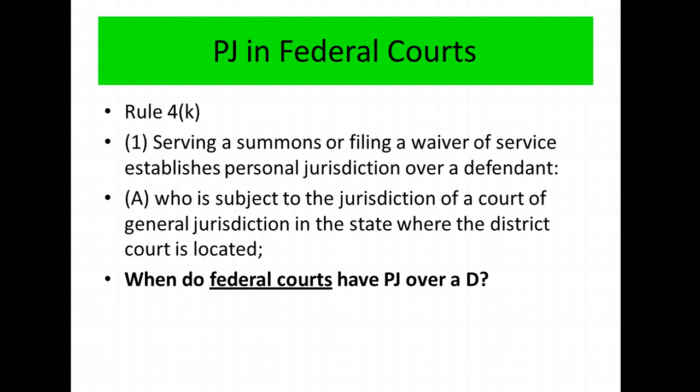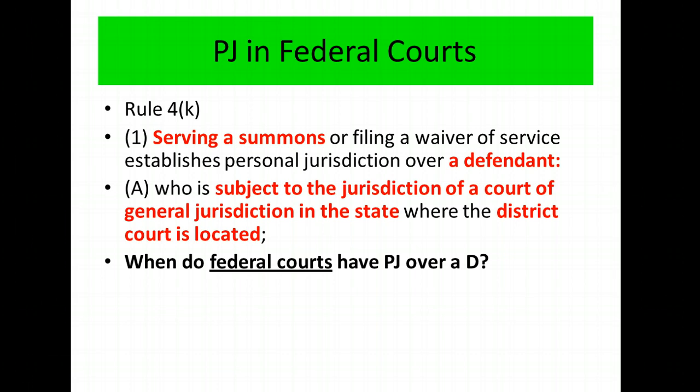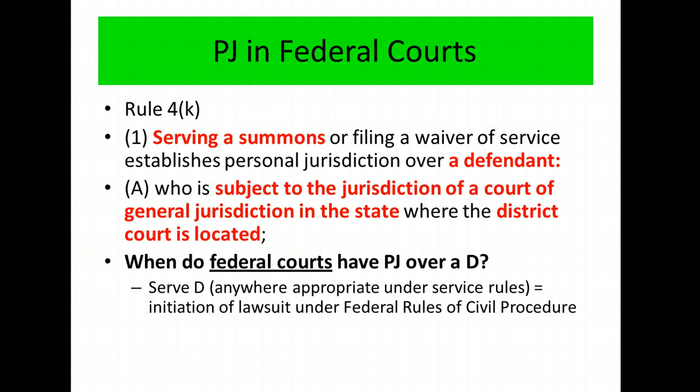So each one of A through C has the premise of serving a summons or filing a waiver of service on the defendant. Okay, so for A, we already talked about this at one point before when we started personal jurisdiction. It gives PJ over a defendant who is subject to the jurisdiction of a court of general jurisdiction in the state where the district court is located. So if you look at the relevant provisions here, when do federal courts have PJ over a defendant? It's when you serve the defendant, basically anywhere where Rule 4 tells us you can serve them. That's the way a lawsuit is initiated under the federal rules of civil procedure.